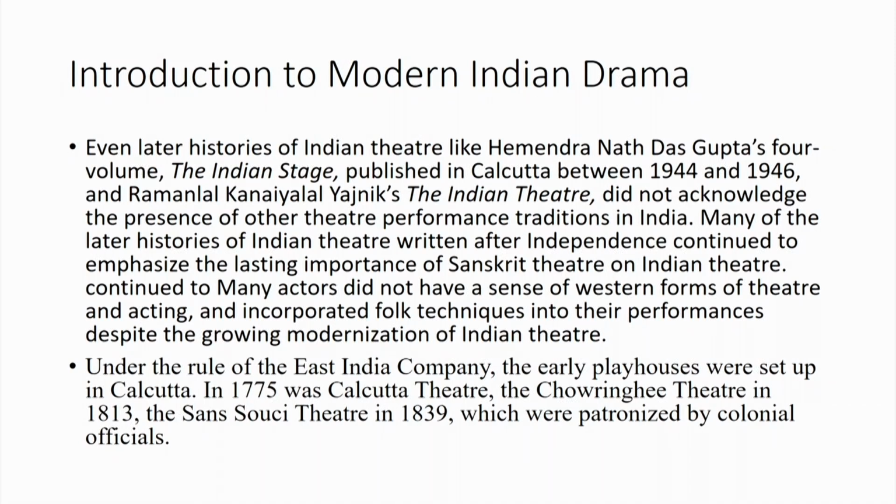And many of these actors who acted in these early plays did not have a sense of what these Western forms of theatre were. And they naturally incorporated many folk techniques into their performance despite the growing modernization of Indian theatre. It was under the rule of the East India Company that the early playhouses were set up in Calcutta: the Calcutta Theatre in 1775, the Chowringhee Theatre in 1813, the Sans Souci Theatre in 1839, and so on, which were actually patronized by colonial officials.